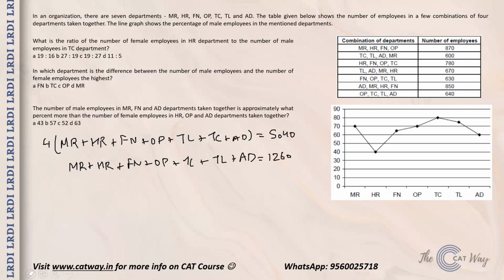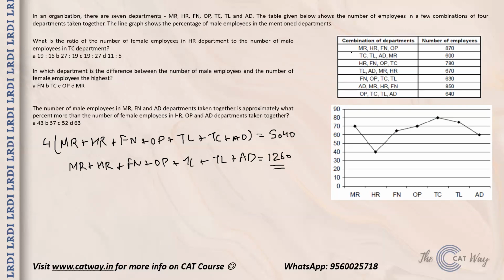Now you know the value if you talk about all the departments together. So take this 1260, right? Now what you can do is take two different groups in which nothing is common. Take two groups where nothing is common apart from MR. Because two groups will have 8 departments in total, and MR will be repeated twice.